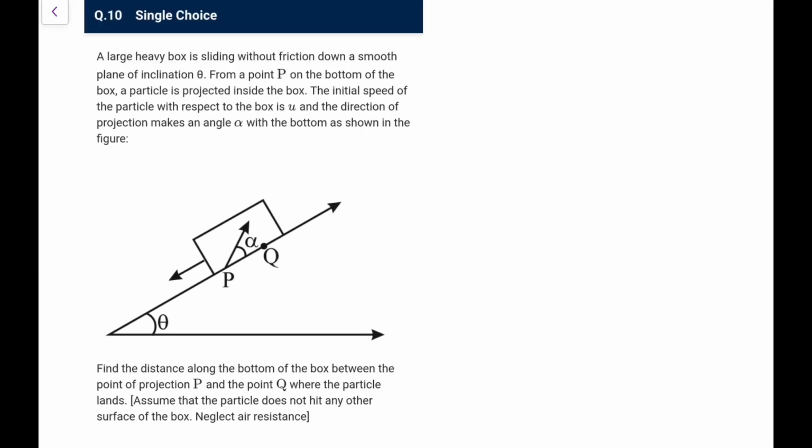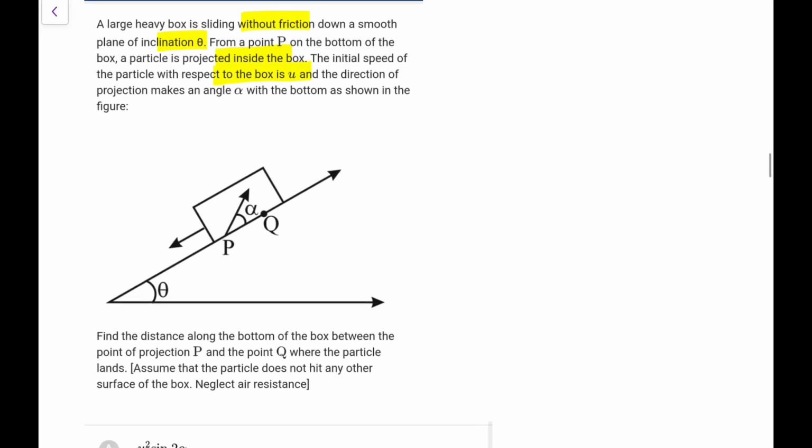Next one, a large heavy box is sliding without friction down a smooth plane of angle theta. From a point P on the bottom of the box, a particle is projected inside the box. The initial speed with respect to the box is u and the direction of projection makes an angle alpha with the bottom. Find the distance along the bottom of the box between the point P and the point Q where the particle lands. So first of all, look in the frame of this box, because that is what we are going to see.